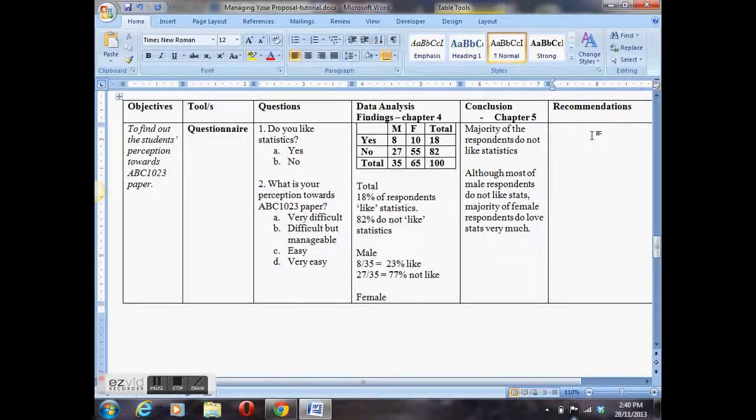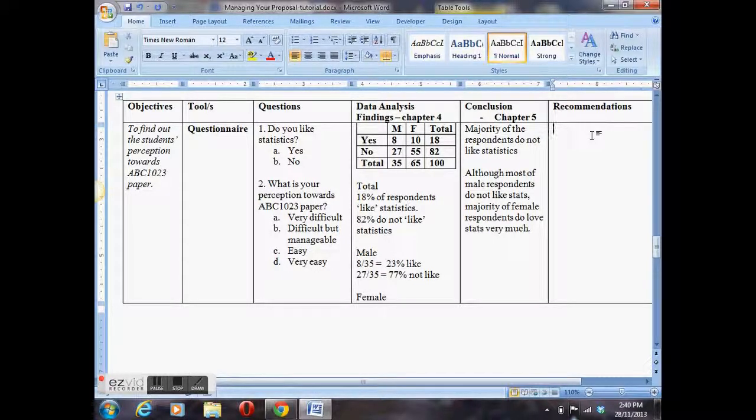You can come up with what? Since most of them do not like statistics, I would like to suggest that students do not have to take statistics papers. That is your suggestion, right? Is it logical? But we cannot simply abolish a paper because of this. Perhaps we need to give some positive suggestions first, right? Give some positive suggestions.